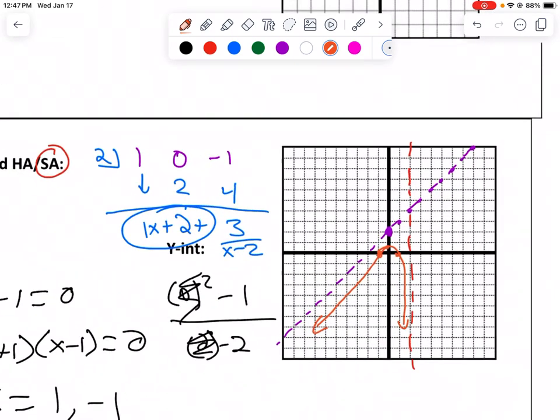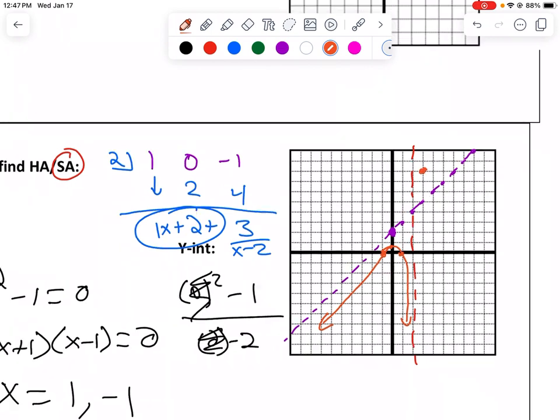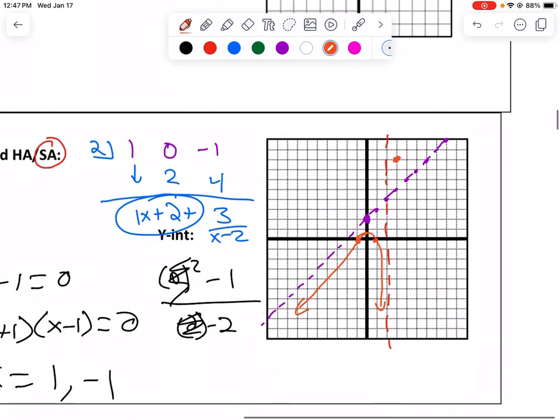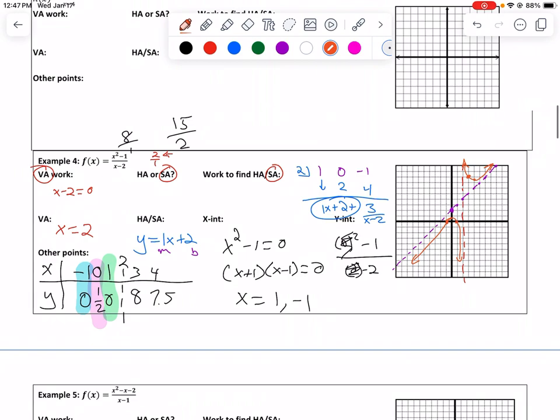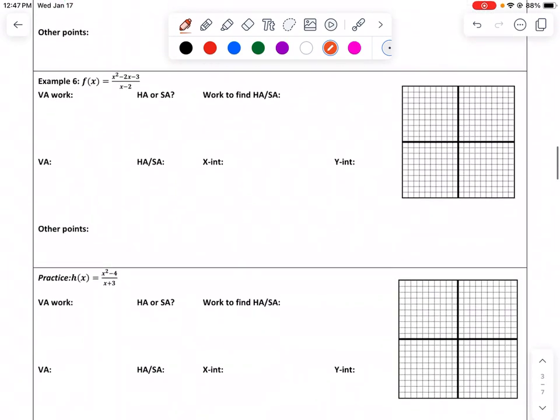And then at 3, 8. So 1, 2, 3, 4, 5, 6, 7, 8 would be there. And 4, 7.5 would be halfway there. And those are going to make U shapes in here like that. So that's how we do a slant asymptote. Pretty wild. I'll do example 6.